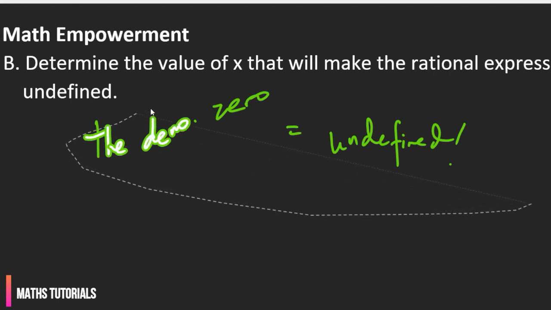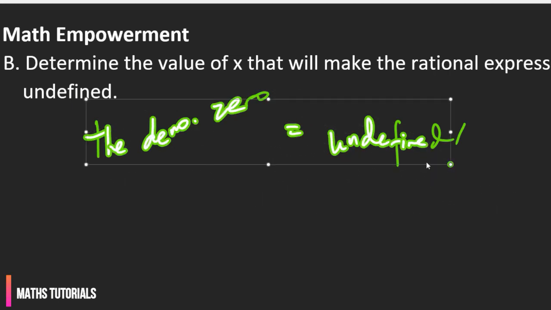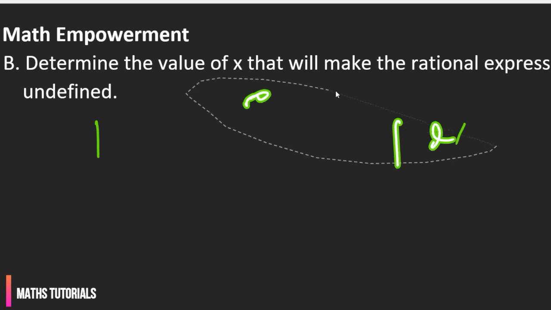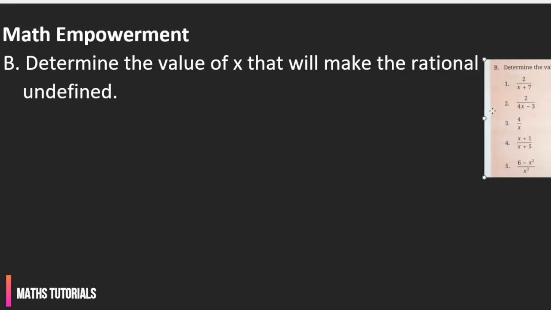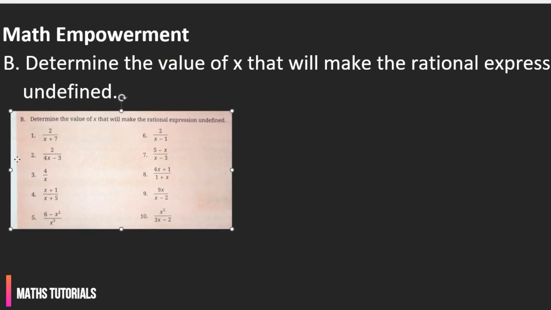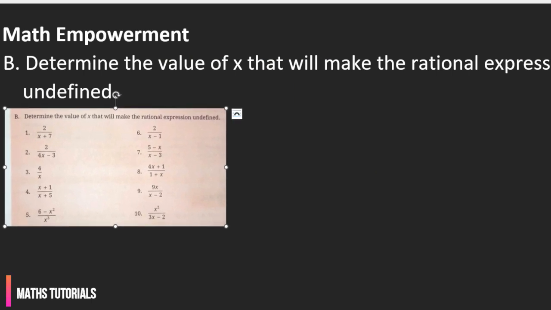Undefined means we don't know the solution or we do not know the exact value of that expression. Okay? So we have here number 1. Let's take a look at the question. So we have here 2 over x plus 7.